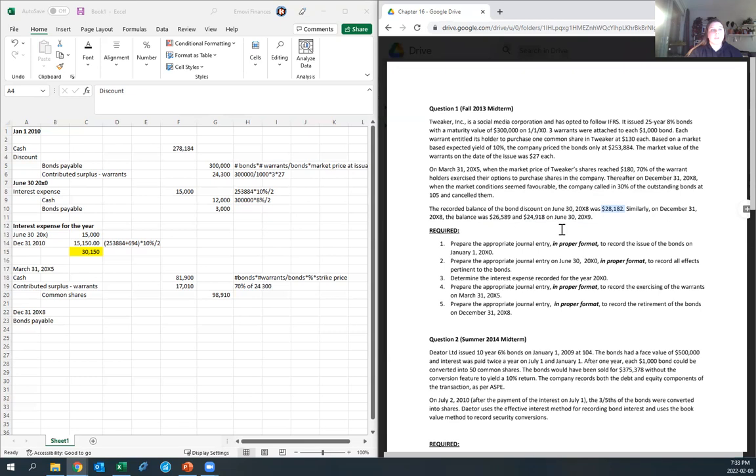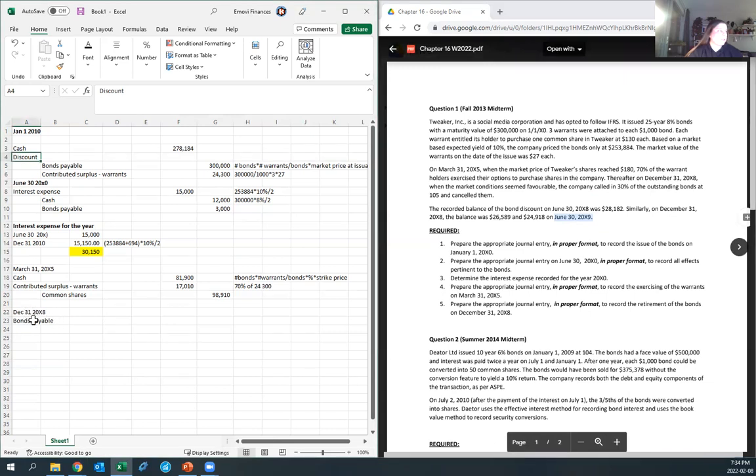So to find the book value net of the bonds payable, you do maturity value of 300,000 minus $24,918 to find the book value on June 30th, 2019. So here, to find the book value on December 31st, 2018, I want to do my maturity value of 300,000 minus the discount for December 31st, 2018, which is the 26,589. So 300,000.